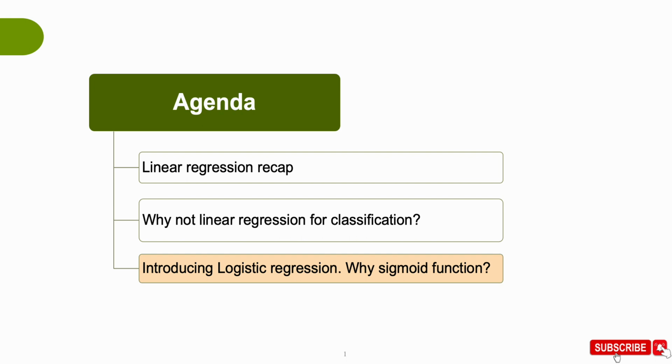So now let's try to address both of the problems we encountered while applying linear regression to solve the classification problem. Here we will introduce logistic regression, and we'll deep dive into the reasons why we use the sigmoid function with logistic regression.